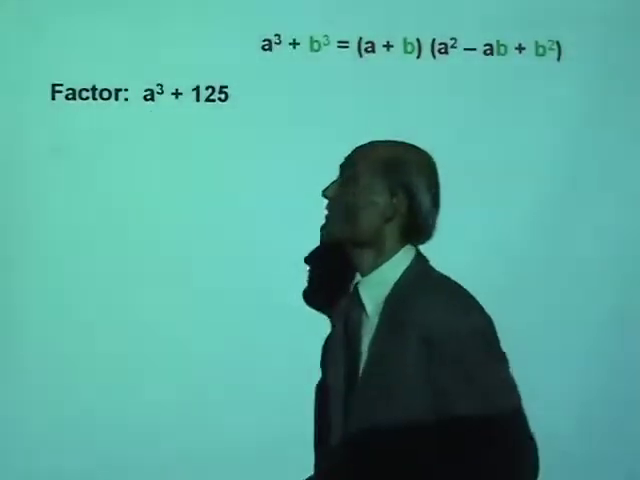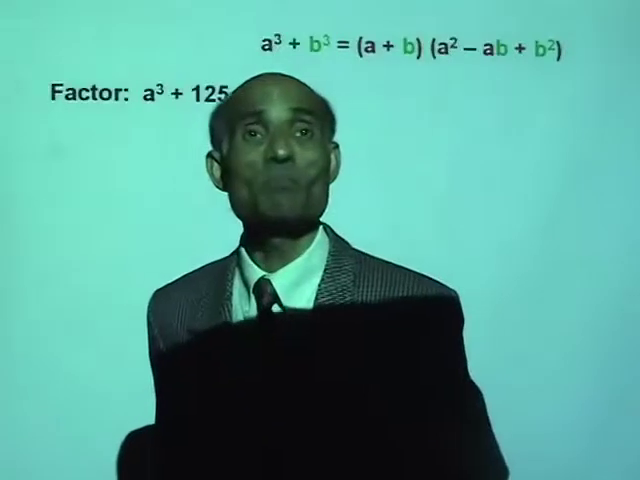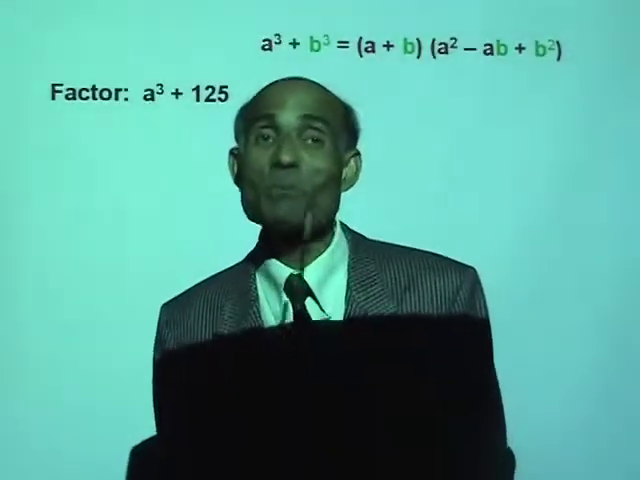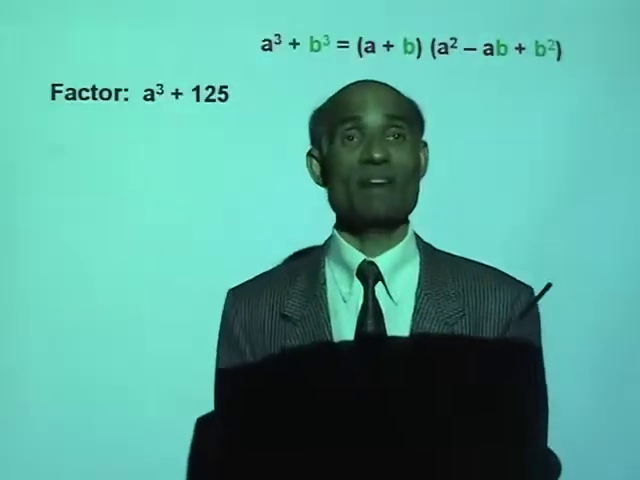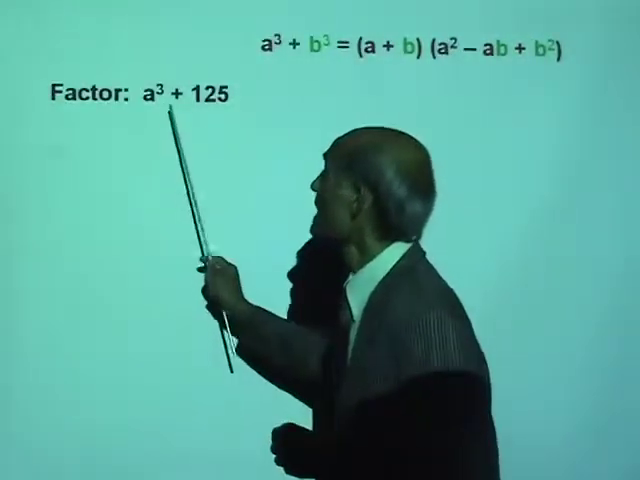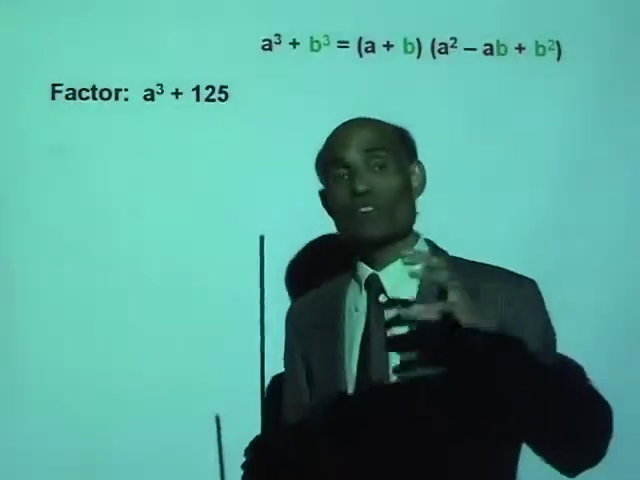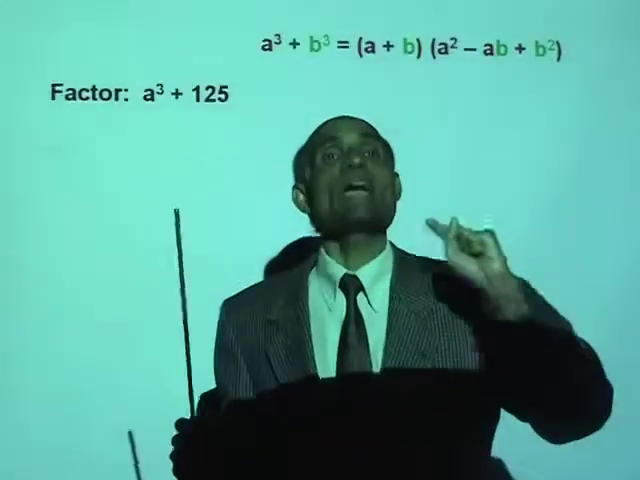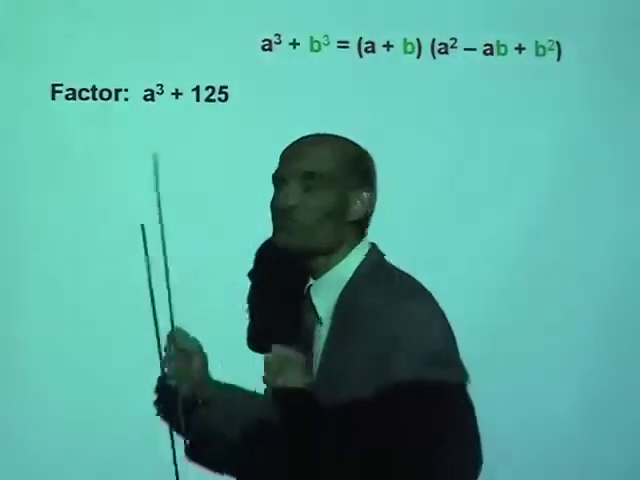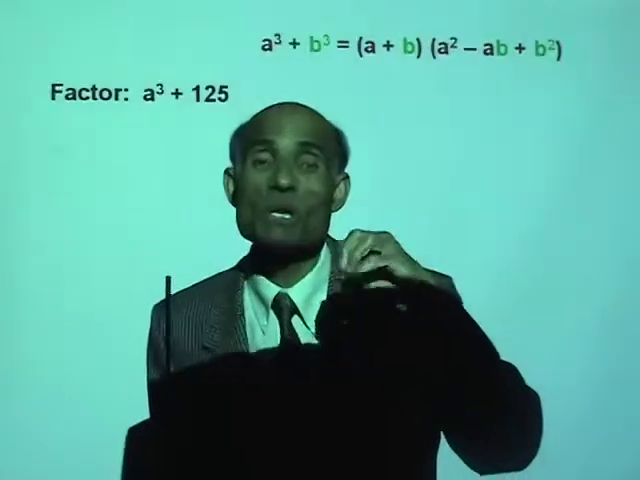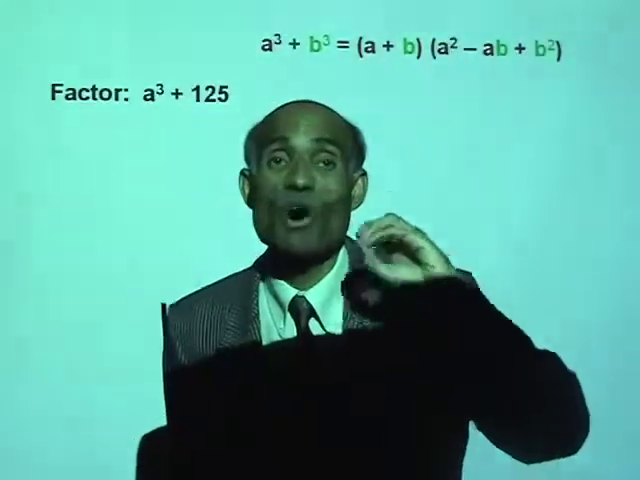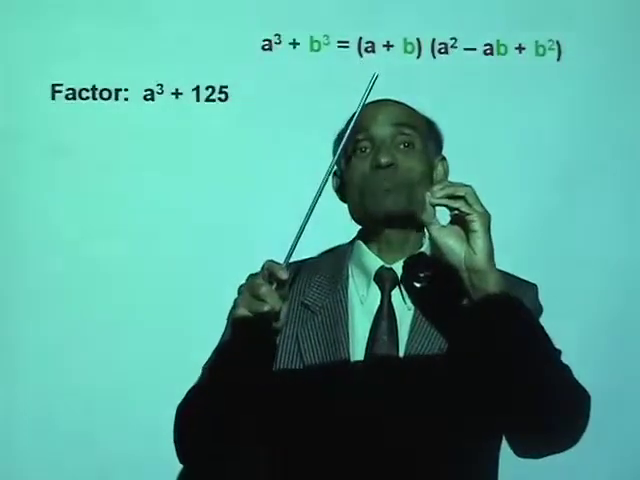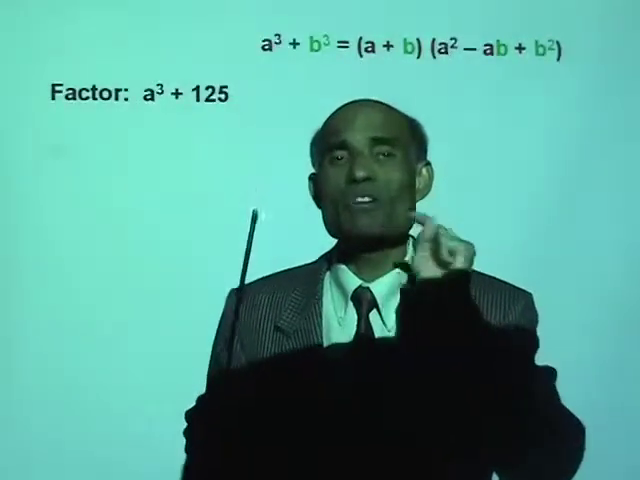Okay, let's do this. Factor a cube plus 125. A cube plus 125. Now, can you write this as the cube of, the first quantity is the cube of A. Can you write 125 as the third power of a number? What number raised to the power of 3 is 125?